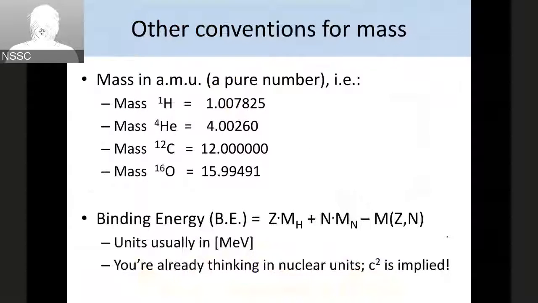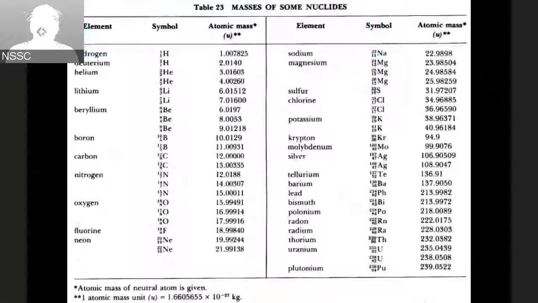Oh, and by the way, physicists, particle physicists, talk about MeVs, and in fact, they imply that the c squared is there. But it's really the mc squared, not just the mass, but that's how we talk. Okay, here are some nuclei, or atomic masses, sorry, this is with the electrons.